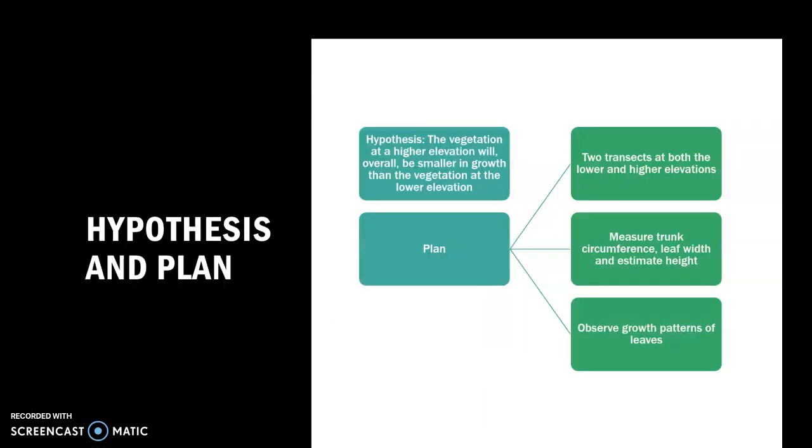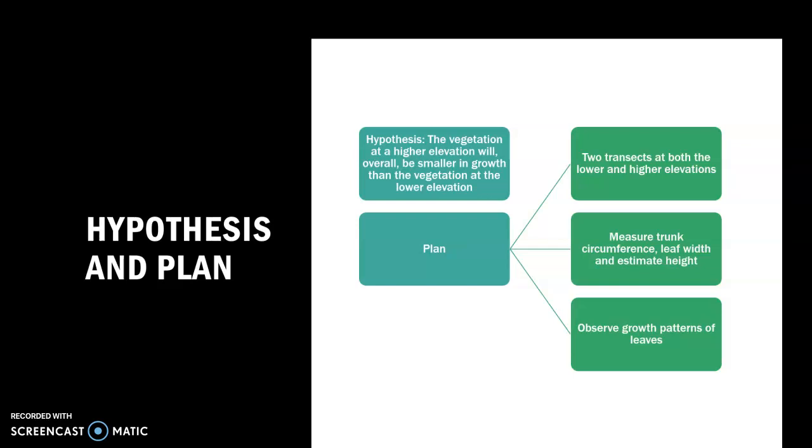My hypothesis at the beginning of this study was that the vegetation at a higher elevation will overall be smaller in growth than the vegetation at a lower elevation. I ended up going specifically with scrub oak trees. So my hypothesis changed from vegetation to the trees will be overall smaller at a higher elevation than at a lower elevation.